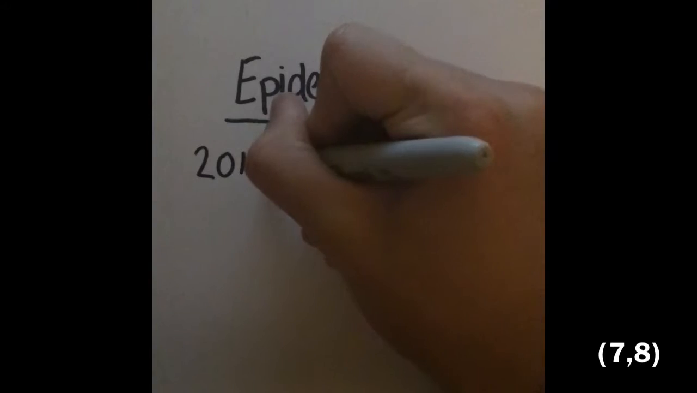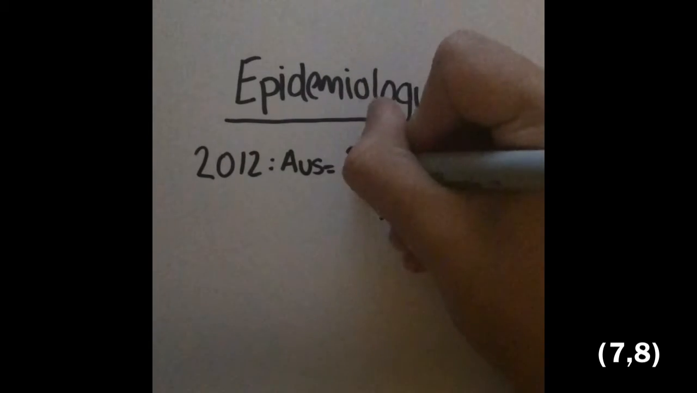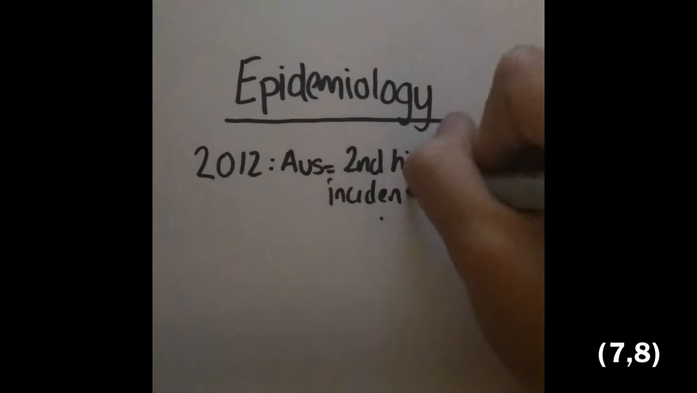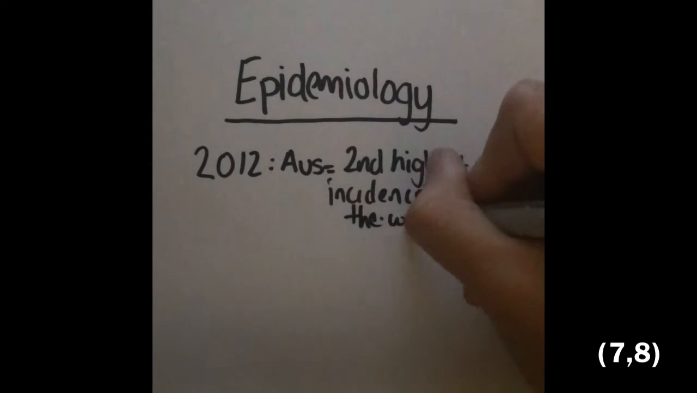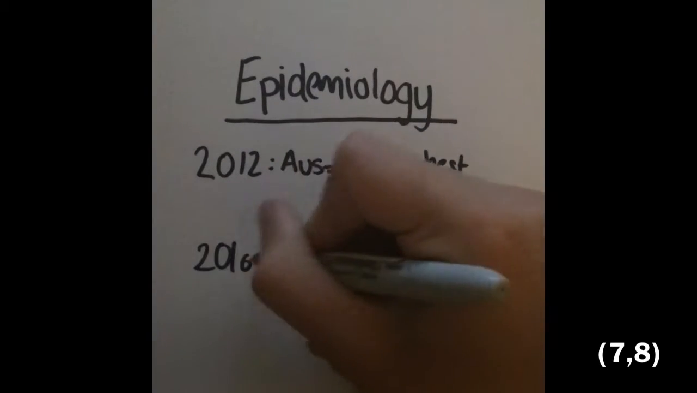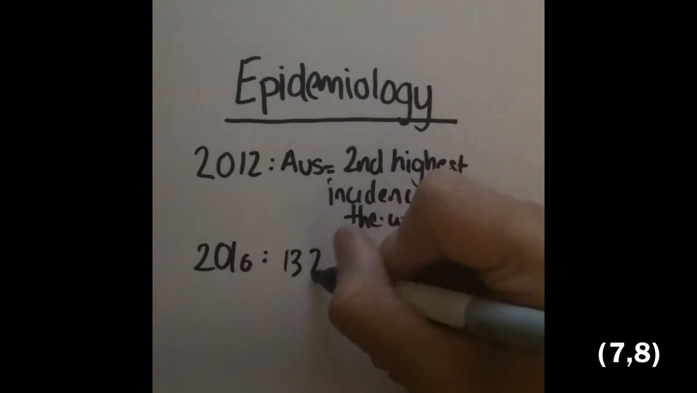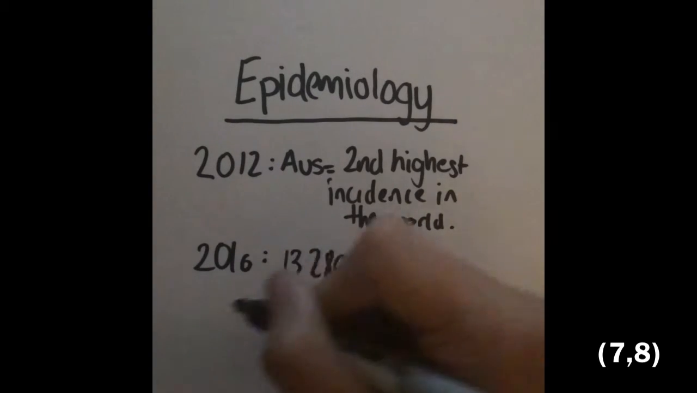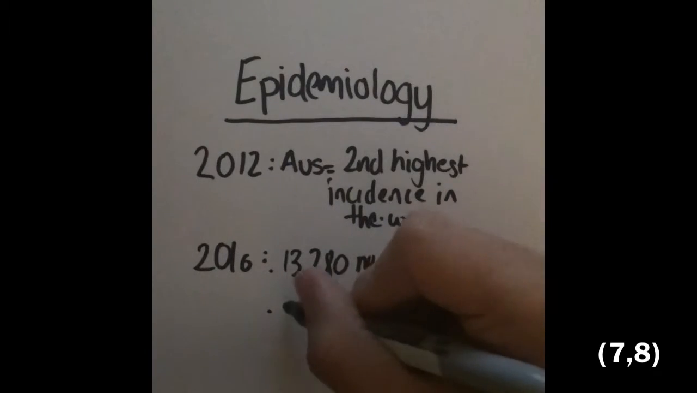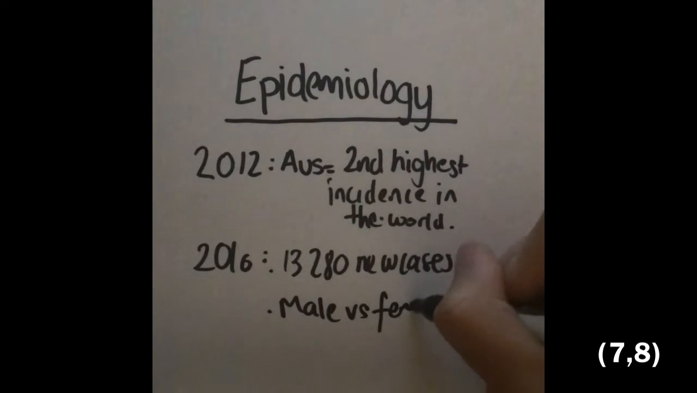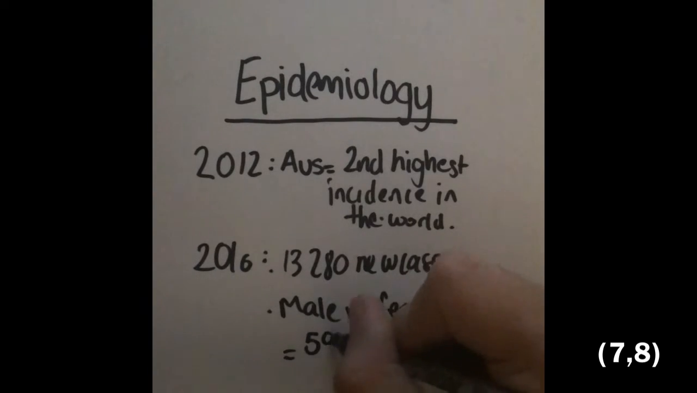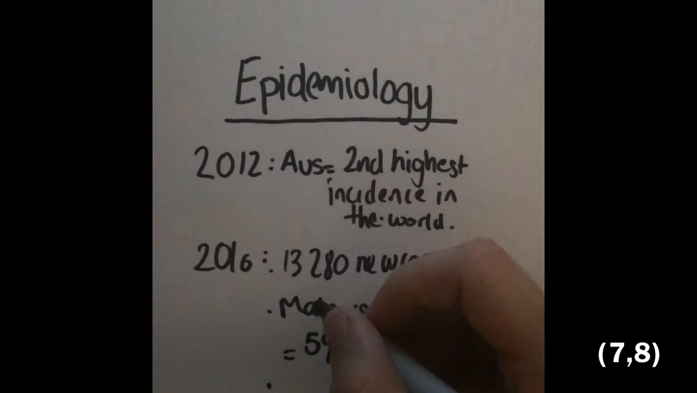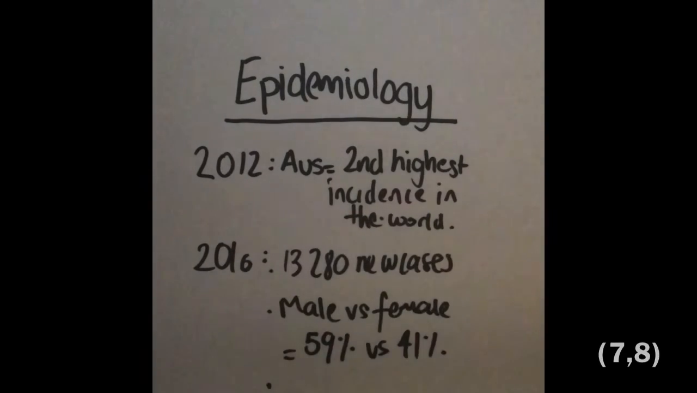Finally, the epidemiology of melanoma. In 2012, Australia had the second highest incidence rate of melanoma behind New Zealand. In 2016, 13,280 new cases were estimated to be prevalent, and the male versus female percentage was 59% versus 41%. Melanoma also is a huge issue in young Australians. However, the Australian Bureau of Statistics has found that there has been a decrease in prevalence from 1982 to 2016.